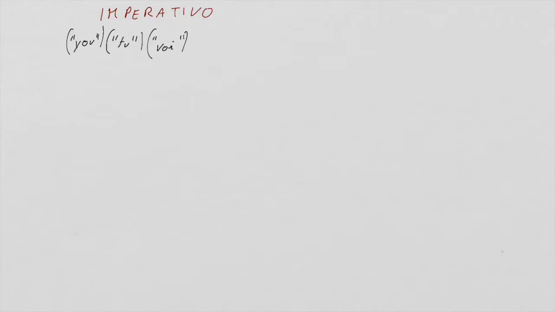You simply take the infinitive form of the verbs in are, ere, ire, you drop are, ere, or ire, and you add the correct endings. Let me give you the forms. Let's start with parlare. So you drop are and you add a for the tu form, so parla, and ate for the voi form, so parlate.